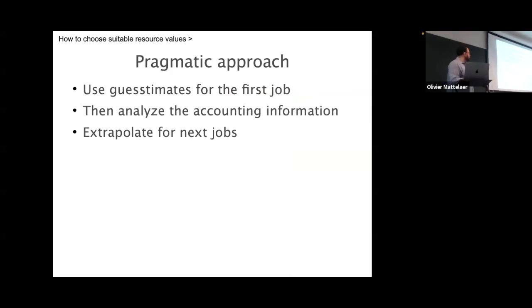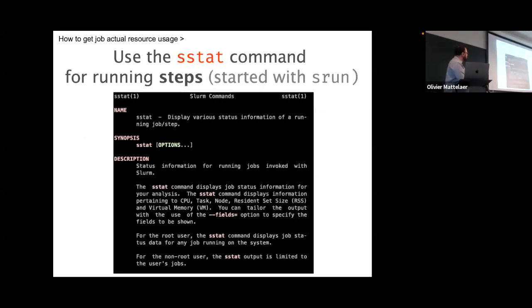So the pragmatic approach is to use guesstimates for the first job. So very tight limits. You take 2 or 3 times what you think you would need to submit a job, and then you analyze the accounting information, either the one that you got from the time command or the one that you can get from the sstat command. If you remember, I said earlier that the command in a job script that is started with srun will be monitored specifically, and you can ask sstat the amount of memory and so on that is used by a specific command in your submission script.